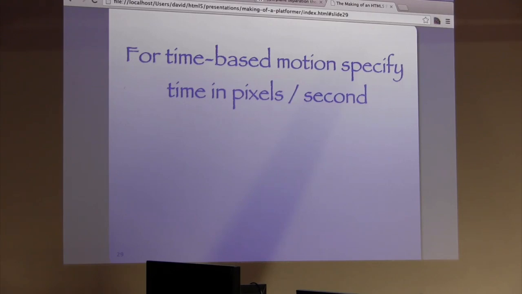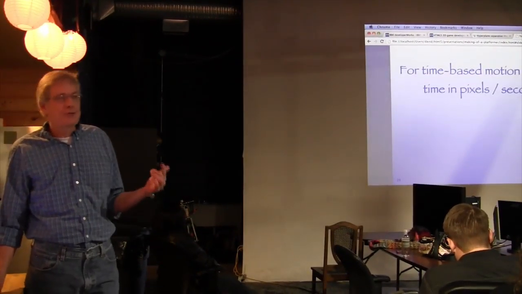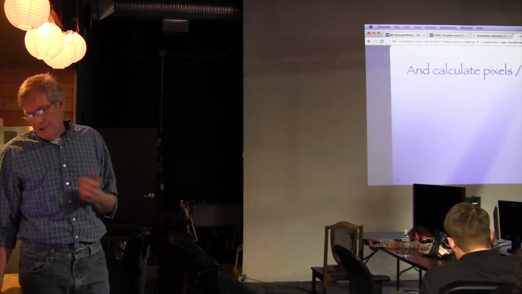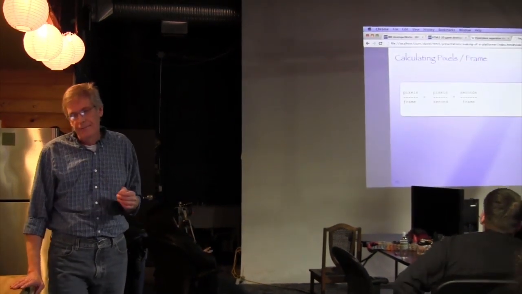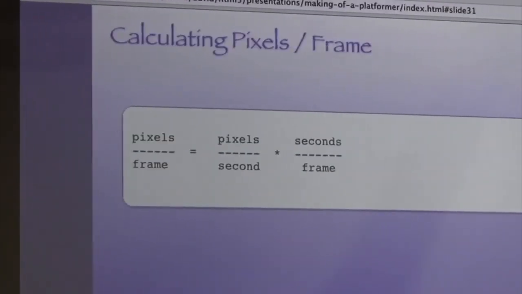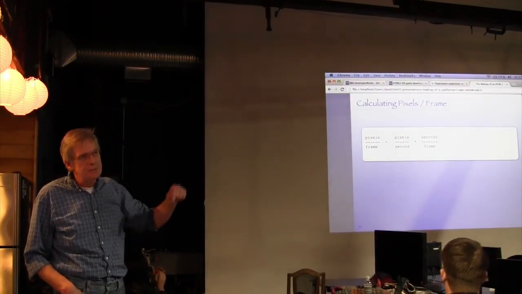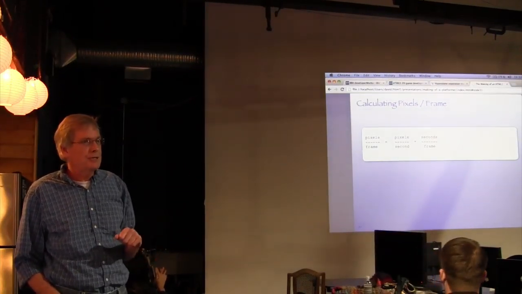To do time-based motion, which means you're going to move at the same rate no matter what the frame rate is, it's really simple. You specify your velocity in pixels per second and calculate pixels per frame. Every animation frame, given the velocity of a sprite, I want to calculate how many pixels to move that sprite for this frame. Pixels per frame is equal to pixels per second, which is the velocity of my sprite, times seconds over frame. If you cancel out the units, the seconds cancel out, and you get pixels per frame. It's the number of pixels I want to move a sprite for this frame. Does that make sense?